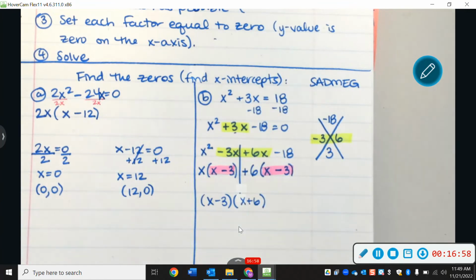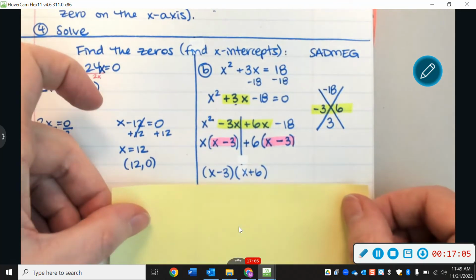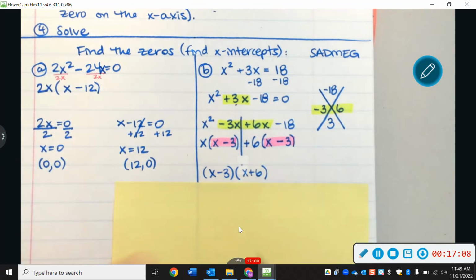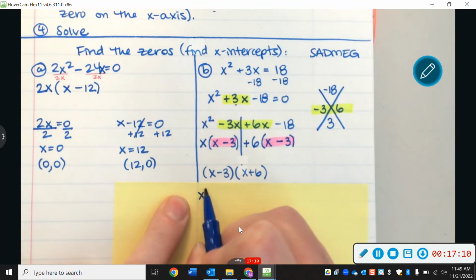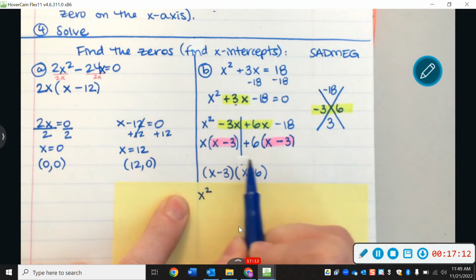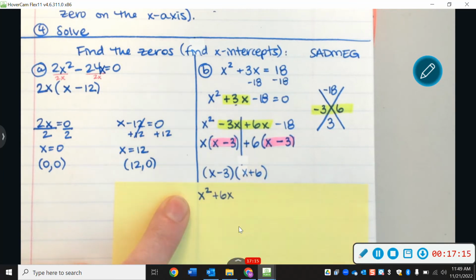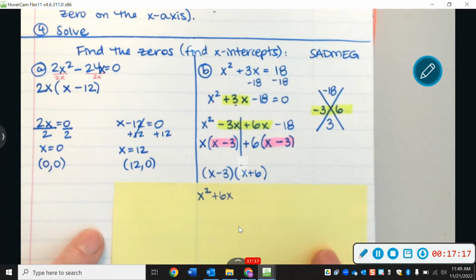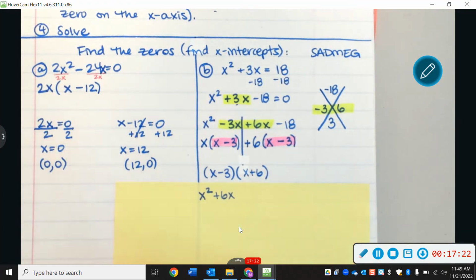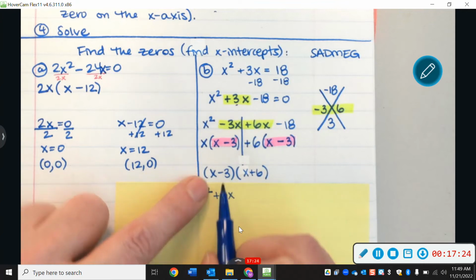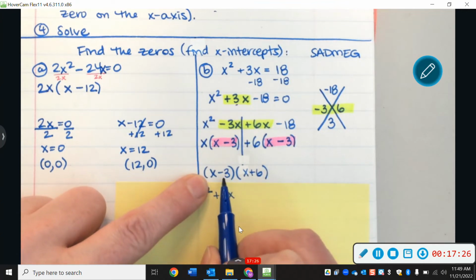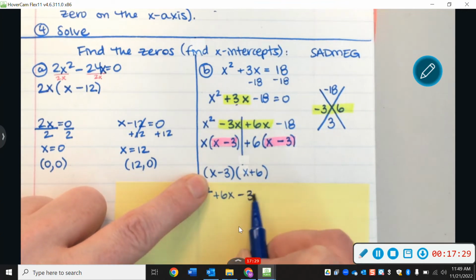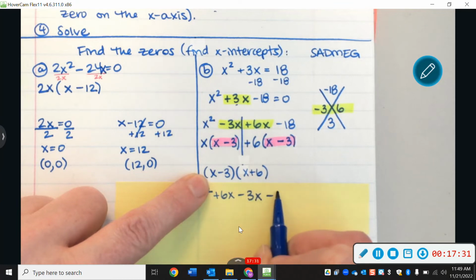And just as a reminder, you can check to see if your factors are right just by multiplying them back out. So I'm going to do it just for this one. If I were to start distributing back out, x times x would give me x squared. x times 6 would give me positive 6x. And I'm doing this on a sticky note just because this isn't part of the notes, but I wanted you to see that you can check your work along the way. So I've distributed the x to both terms. Now I'm distributing that negative 3. So negative 3 times x gives me negative 3x. Negative 3 times 6 gives me negative 18.